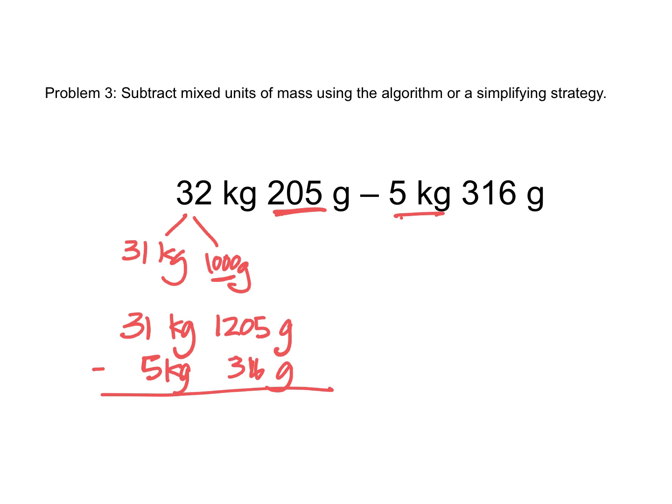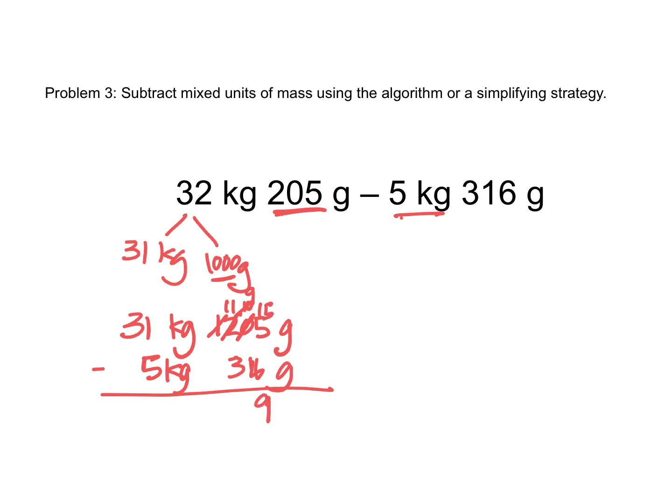So I know I don't have enough ones, so I'm going to have to regroup here. But I don't have enough there, so I have to regroup here, and really regroup all the way over. 11 here, and this will become 10, and then I'm going to have to regroup, so it'll become 9. And this will be 15. 15 minus 6 is 9.